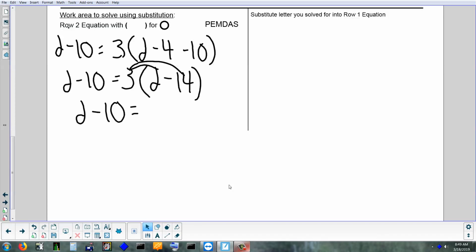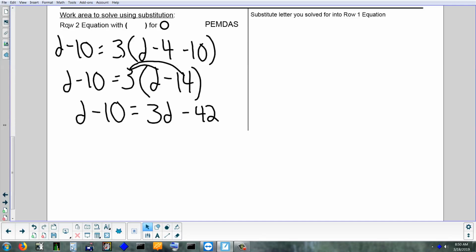3 times D. So what's 3 times 1? 3, right? So when I have a single variable on the inside with a number on the outside, just smush them together. 3D. Yeah, 3D. Then I'm going to take the calculator. 3 times -14 is -42. Again, a positive times a negative is a negative. Now we've got some choices. We can either move the numbers with no variables attached, or we can move the numbers that have the variables attached.